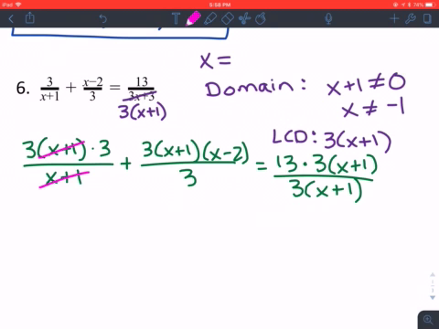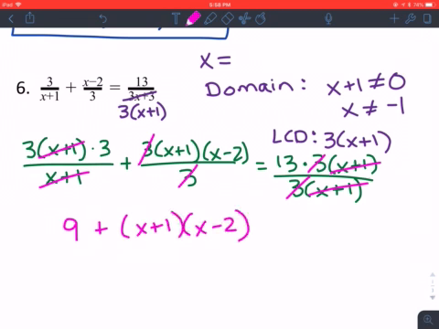So my x plus 1's cancel in my first fraction. My 3's will cancel in my next fraction. And then on the other side of the equal sign, my 3's cancel, and my x plus 1's cancel. So at this point, 3 times 3 is 9, plus, we have x plus 1 times x minus 2. This is set equal to 13.